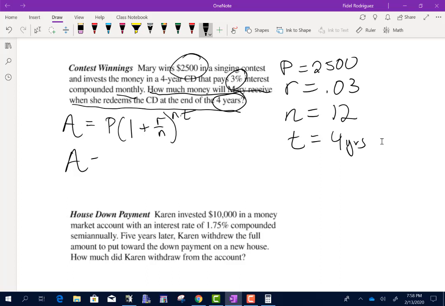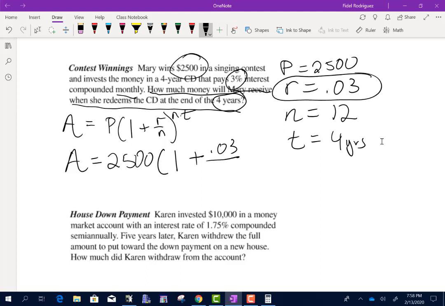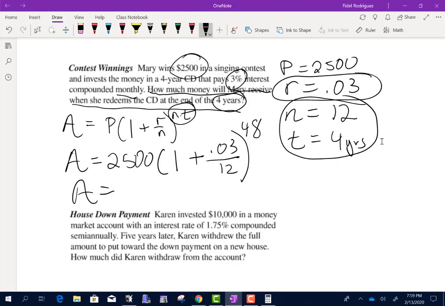And we'll go ahead and do our little plug and chug business. So 2,500 times 1 plus our interest rate is 3%, so 0.03, divided by n, which is 12, raised to the power. Remember, we're going to multiply those numbers right there. That's going to give me 48. Okay, so guys, because we currently have $2,500, at the end of 4 years, we should end up with more because we're putting that money in the bank, all right?